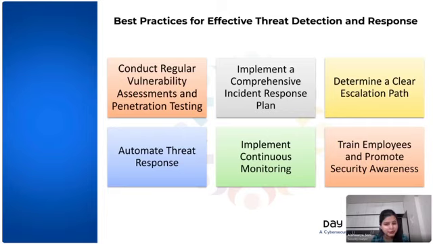Then implementing a continuous monitoring plan, training the employees and promoting security awareness internally within the organization is the last step, which is the best practice to make sure that everybody in the organization is aware of what a cybersecurity threat is, and how we are going to make sure that this doesn't happen. And there are other examples as well, like what is phishing and all those. So training the employees towards that and promoting security awareness is the last best practice that we can follow.